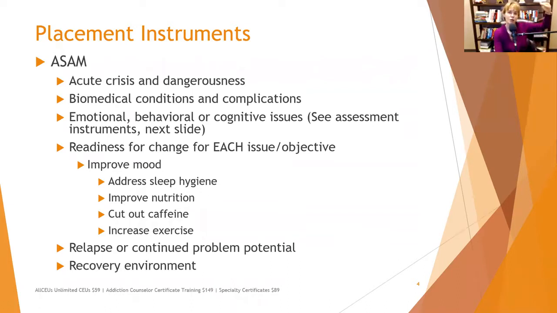History, and I guess that would go with acute crisis and dangerousness. If they have a history of suicidal or homicidal behaviors, that ups their risk and ups the level of care they probably need to be in. If they have emotional, behavioral, or cognitive issues, and we're going to talk about some assessments for those in the next couple of slides, but if they're struggling with other stuff besides depression, that's enough. If they've got other stuff on top of that, they may need to also be at a higher level of care. And their readiness for change for each issue or objective.